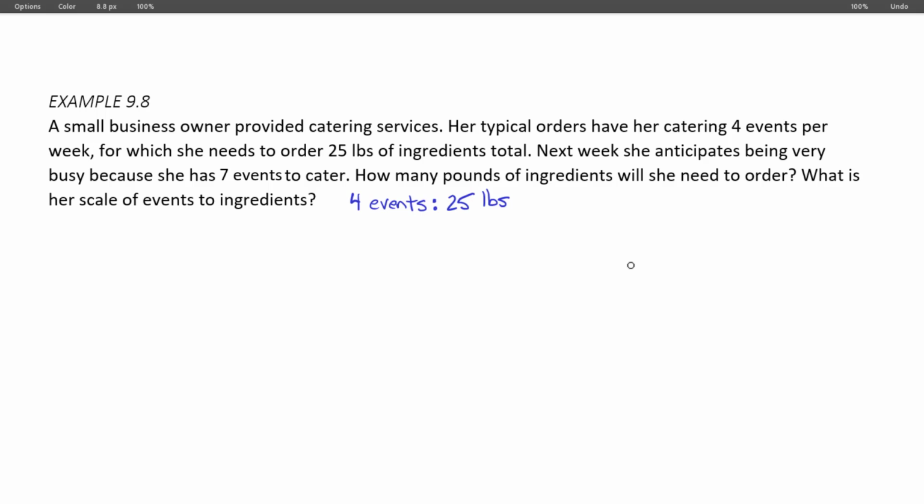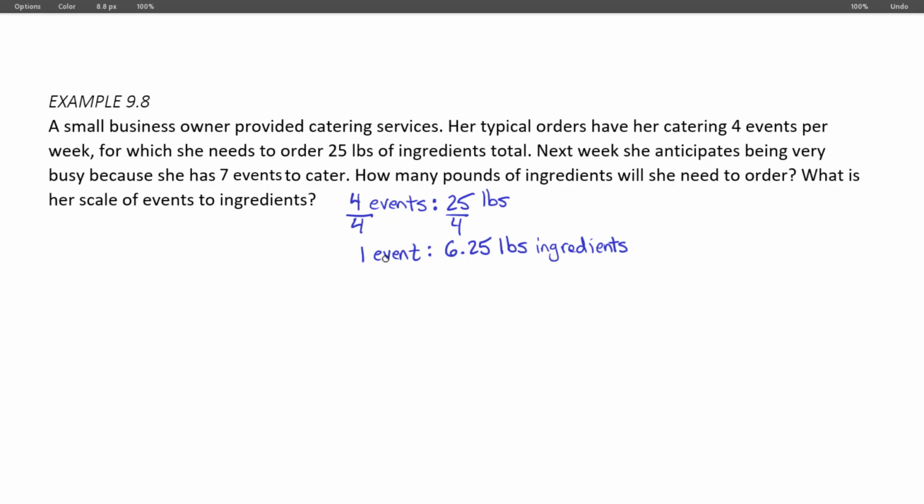If we divide that through so that we can get a 1 for one of these, I'm going to divide it through by 4. So divide both sides by 4. And you get for each event, she needs 6 1/4 pounds of ingredients. Next week, she anticipates being very busy because she has 7 events to cater. How many pounds of ingredients will she need to order?